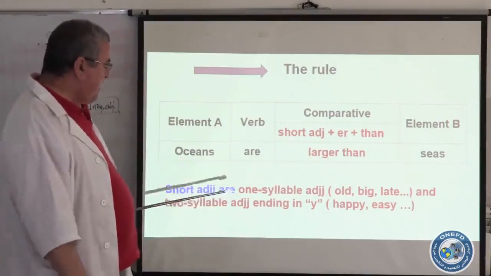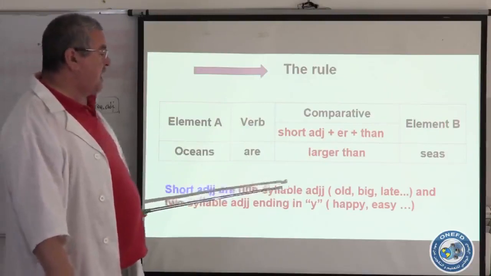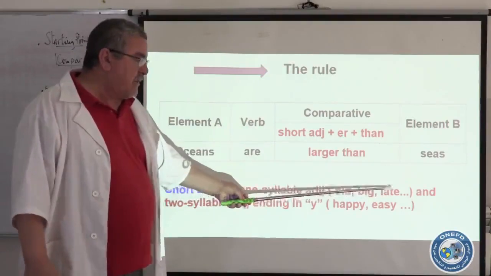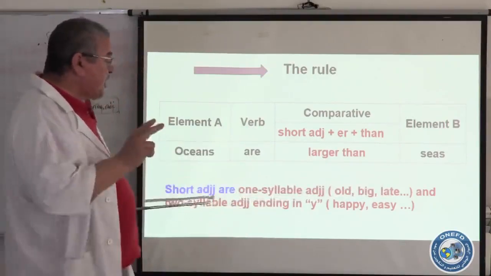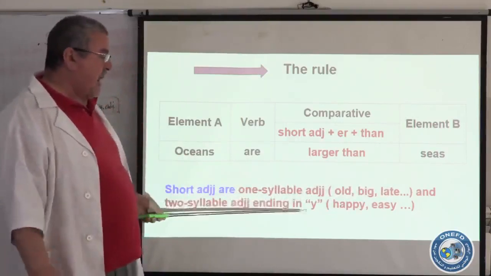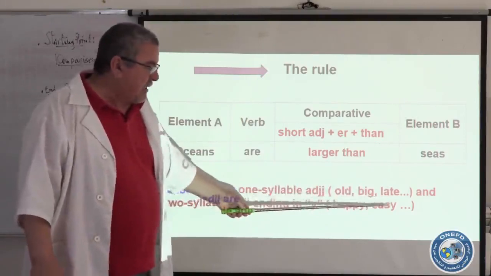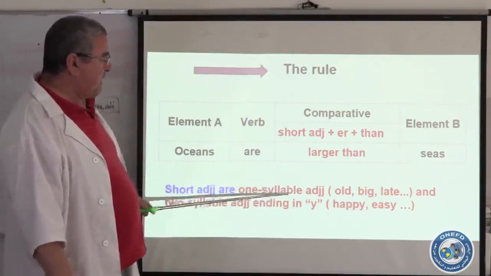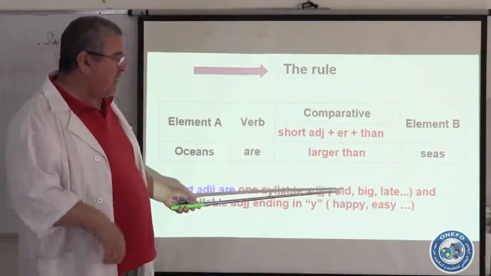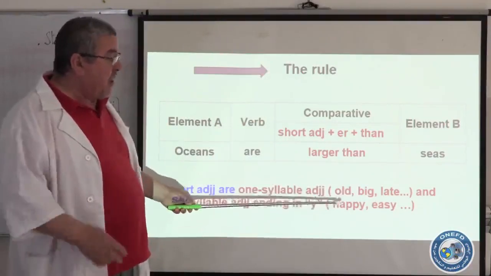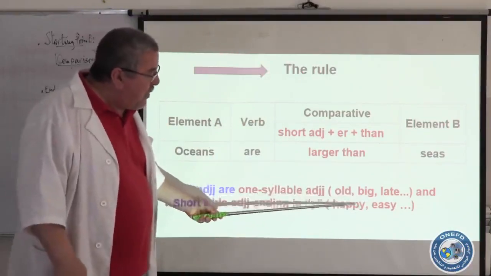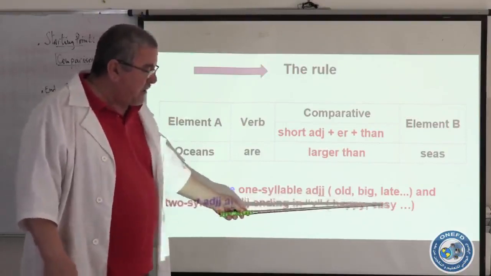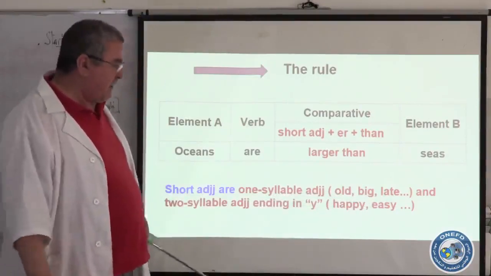So short adjectives. What are short adjectives? Short adjectives are one-syllable adjectives, such as old, big, late, and two-syllable adjectives ending in Y, such as happy, easy. So what do we consider as short adjectives? It's all those adjectives. Adjectives of one syllable, like old, and adjectives of two syllables, but only which end in Y here, like happy, easy, dirty, healthy, and so on.